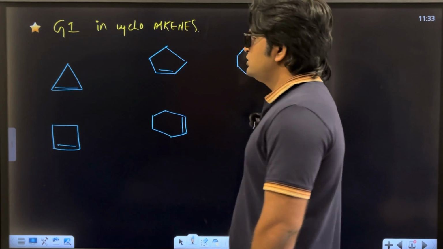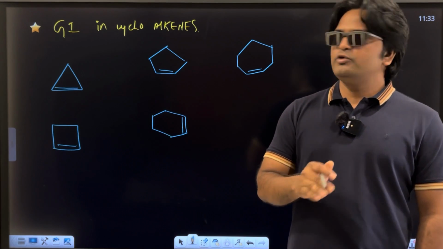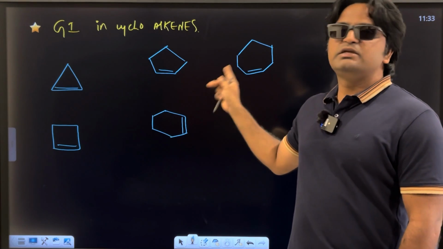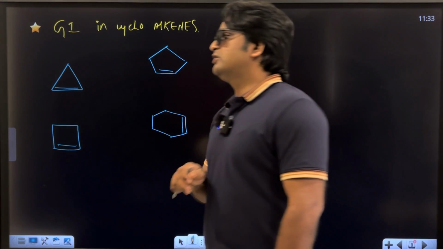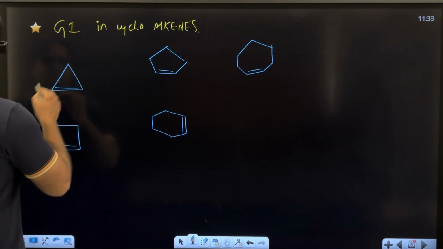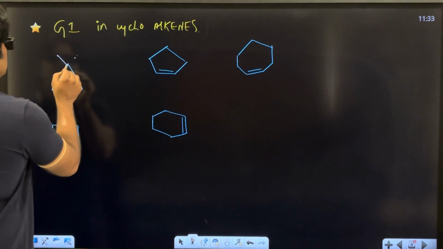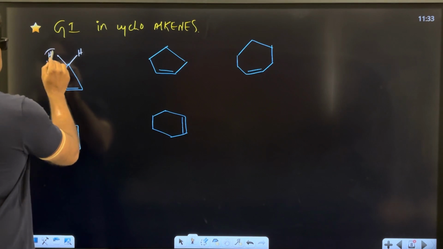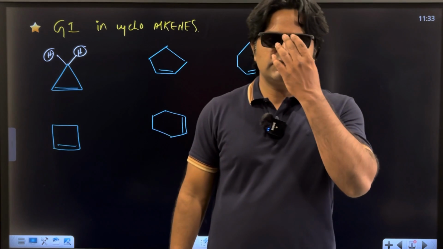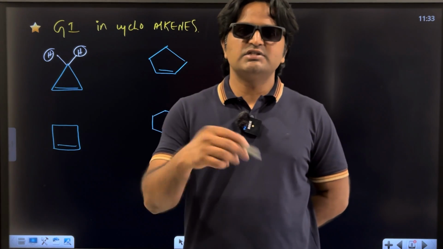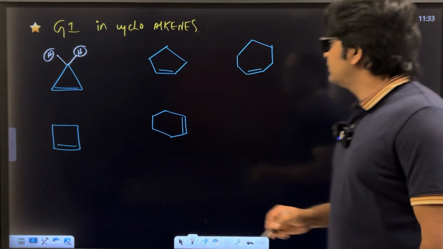Now just look at these molecules: propene, butene, cyclopropene, cyclobutene, cyclopentene, cyclohexene, and cycloheptene. Here first we are looking towards the double bond. Why? Because on this carbon atom, two hydrogen atoms are there. Is there any use of two hydrogen atoms in geometrical isomerism? No use, right?